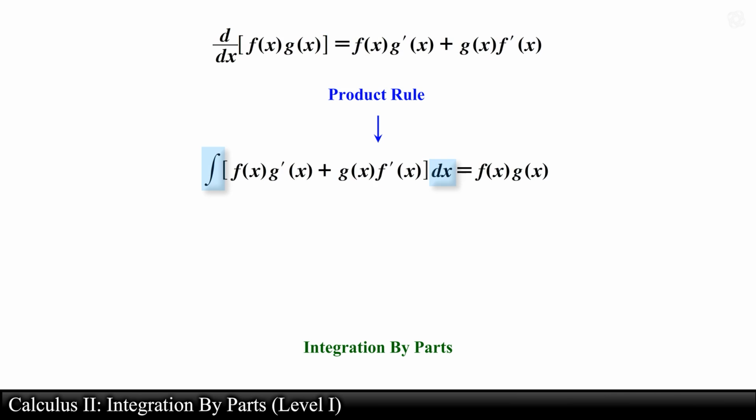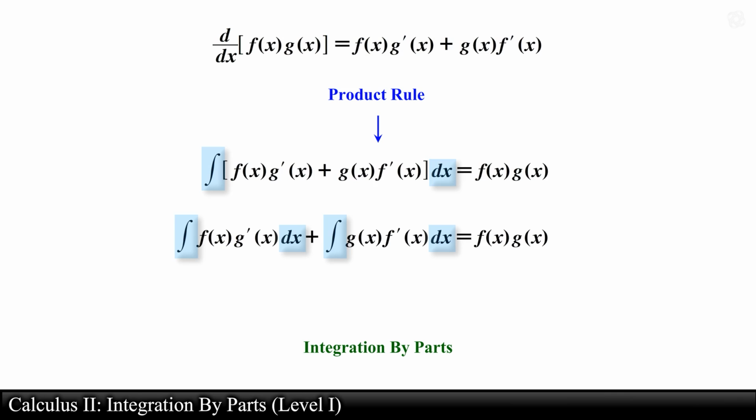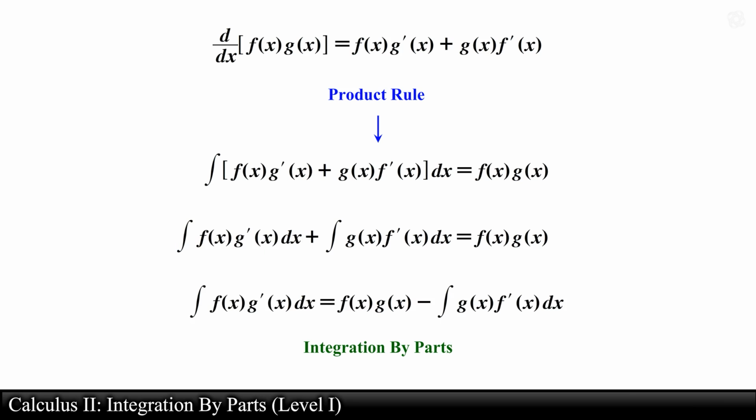Now here what we do is distribute the integral and dx operator, and we end up with the following expression. Finally, we solve for the integral of one of the products. In this case, I will solve for the expression all the way on the left-hand side. So rearranging the expression results in the following formula. The integral of f of x times g prime of x dx is equal to f of x times g of x minus the integral of g of x times f prime of x dx.